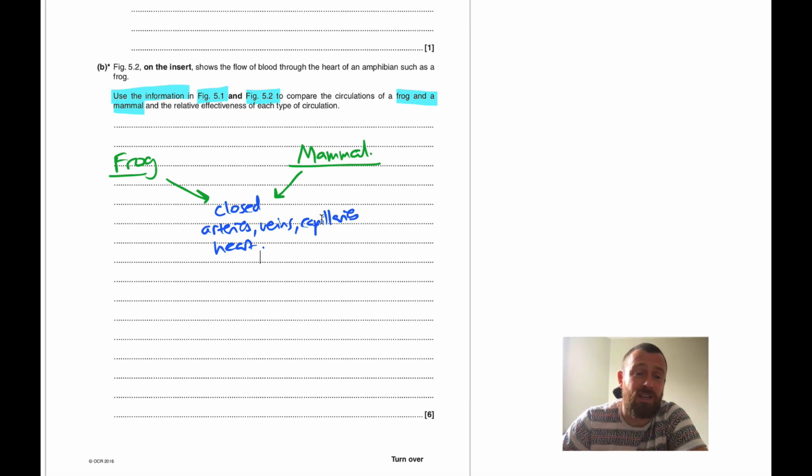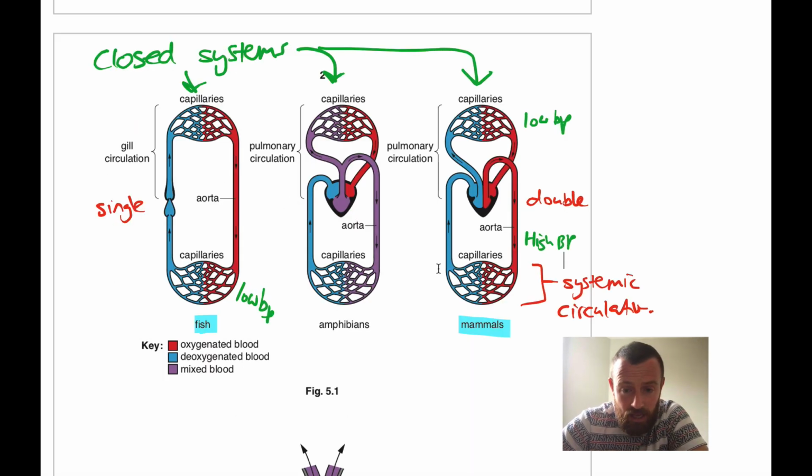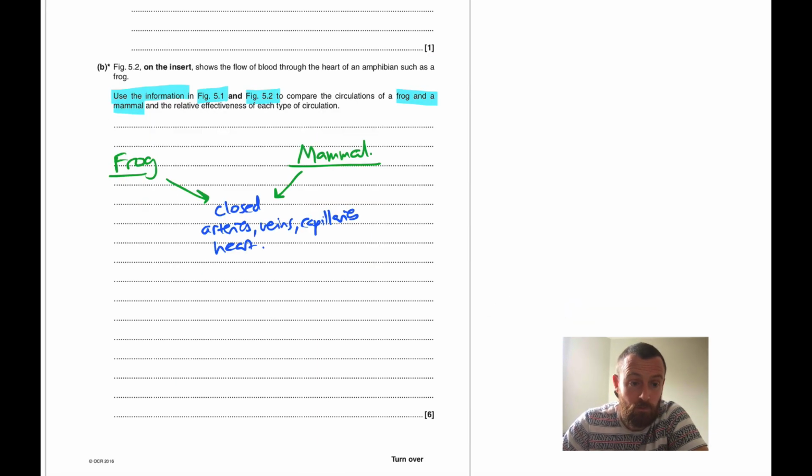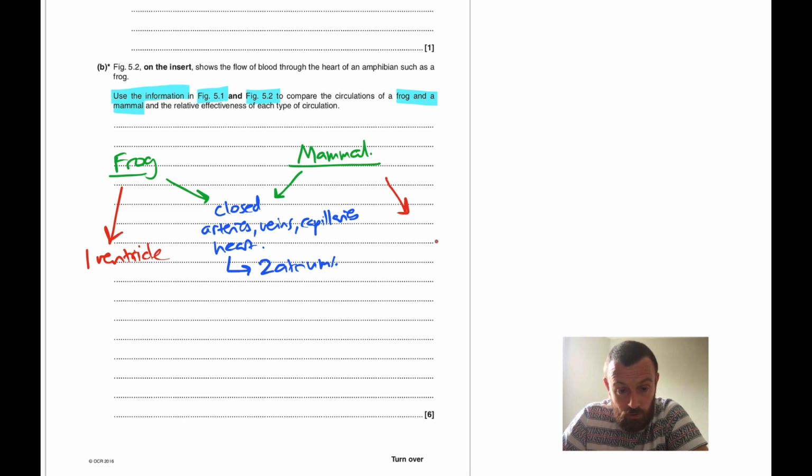What about differences? Okay, well, the clear difference is here, okay? The difference here is that there is only one ventricle, whereas in the mammalian heart, there are 2 ventricles. So that's actually more stuff that we could say in terms of similarities. So the heart has 2 atriums in both. Right, now let's look at the differences. So 1 ventricle, 2 ventricles. Big difference there.